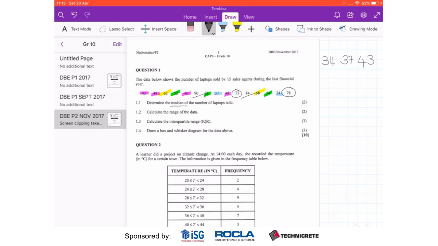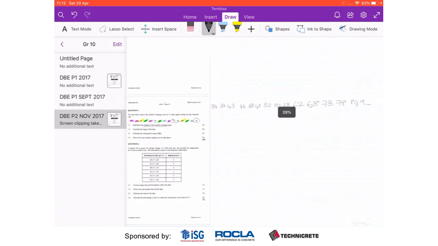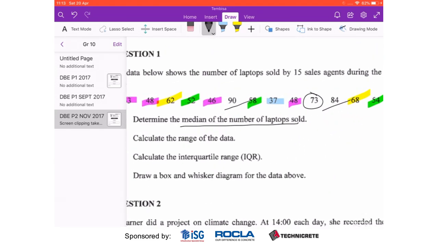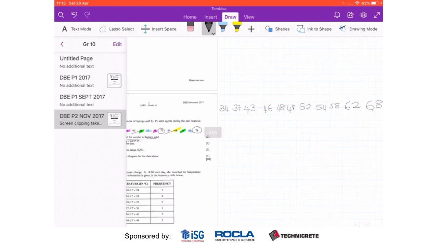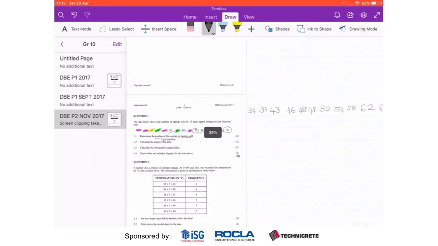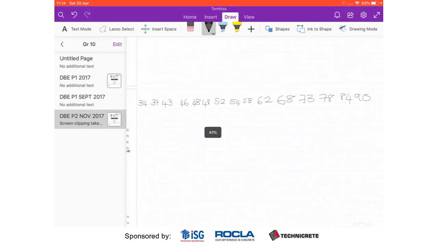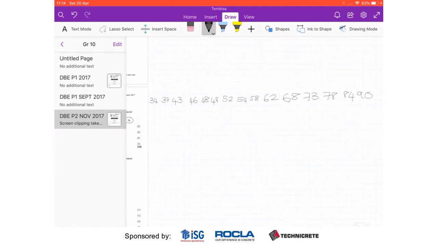Determine the median of the number of laptops sold. So how is median calculated? Median is the middle. Okay, so remembering your terminology, median means the middle. Let's take a look at where the middle is and how many. There's 15 sales. So we know that 15 is an odd number, so we're going to have to find the middle value for that.